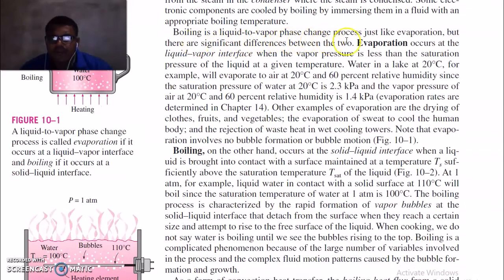Boiling is a liquid to vapor phase change process just like evaporation, but evaporation differs from boiling. Evaporation occurs at the liquid-vapor interface when the vapor pressure is less than the saturation pressure of the liquid at a given temperature. Water in a lake at 20 degrees Celsius, for example, will evaporate to air at 20 degrees Celsius and 60% relative humidity, since the saturation pressure of water at 20 degrees Celsius is 2.3 kilopascal and the vapor pressure of air at 20 degrees Celsius and 60% relative humidity is 1.4 kilopascal. Other examples of evaporation are the drying of clothes, fruits, and vegetables, and evaporation of sweat to cool the human body.